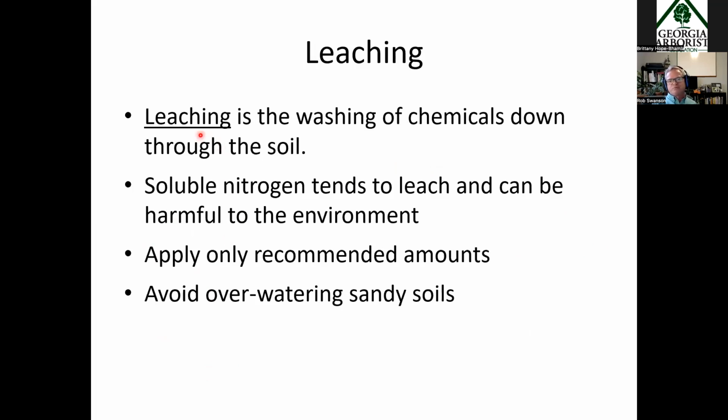Again, we've talked about leaching a few times. This is the washing of chemicals down through the soil profile. So it migrates down below the root, so it leaches out or leaches into the water table. Soluble nitrogen tends to leach and can be harmful to the environment. If it leaches down into the water table, it can do some not so nice things to us. Only apply it in recommended amounts.